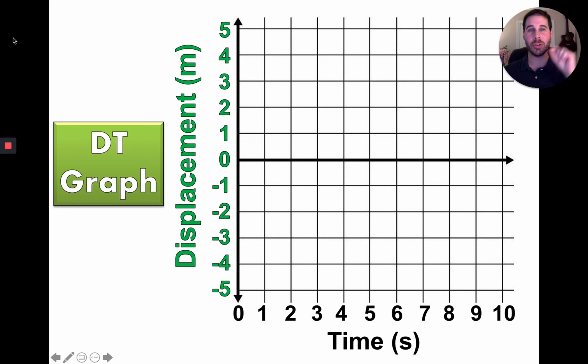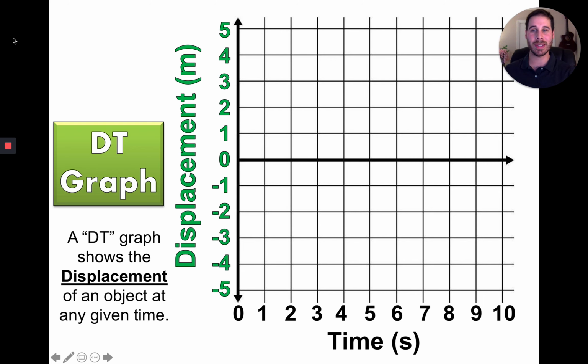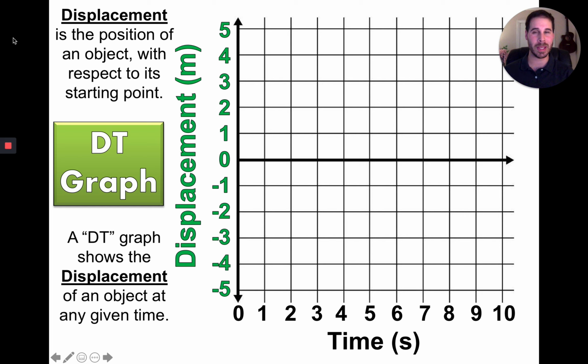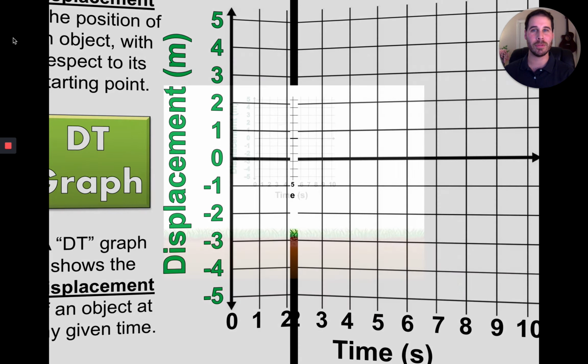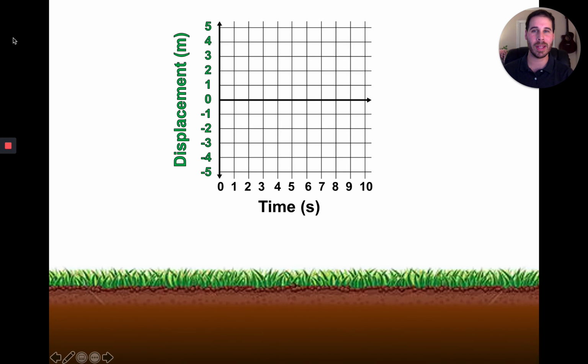And what you could do is plot various points on this graph, and those would represent times where an object was in a certain position. So, as a reminder, a DT graph shows the displacement of an object at any given time, and as a refresher for what displacement means, it basically means the position of an object with respect to its starting point. So let's use a DT graph to retell the story of Paco the squirrel, and I think you'll start to see how this all fits together.